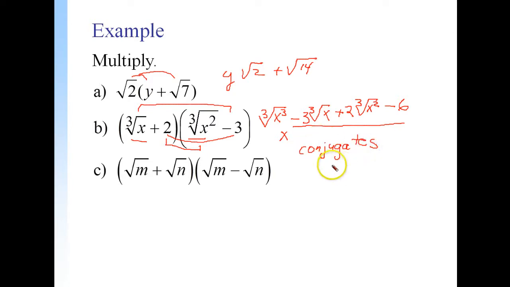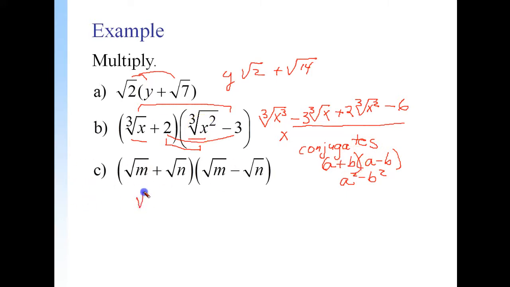And we saw conjugates back in chapter 5 when we had (a + b)(a − b), that when we FOIL them, they gave us the difference of perfect squares. That is, the middle terms subtract out. So that's going to happen here. So here's what we're going to get.